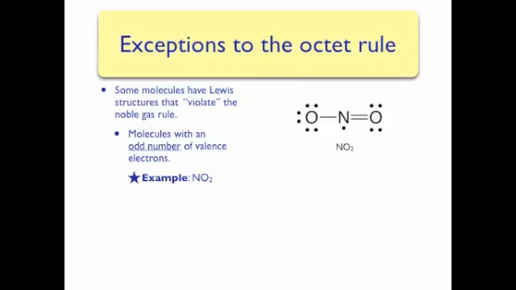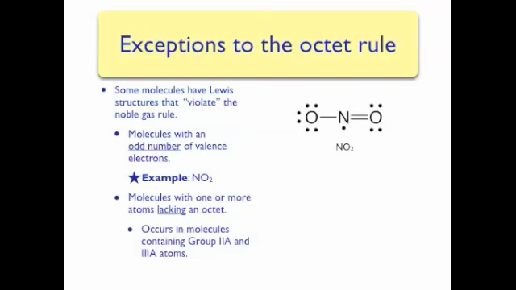Another example of types of molecules that may lack an octet are molecules that contain either group 2 or 3A atoms, most notably beryllium atoms or boron atoms. These two types of atoms often have bonding patterns that make the central atom lack an octet. One example is boron trifluoride.